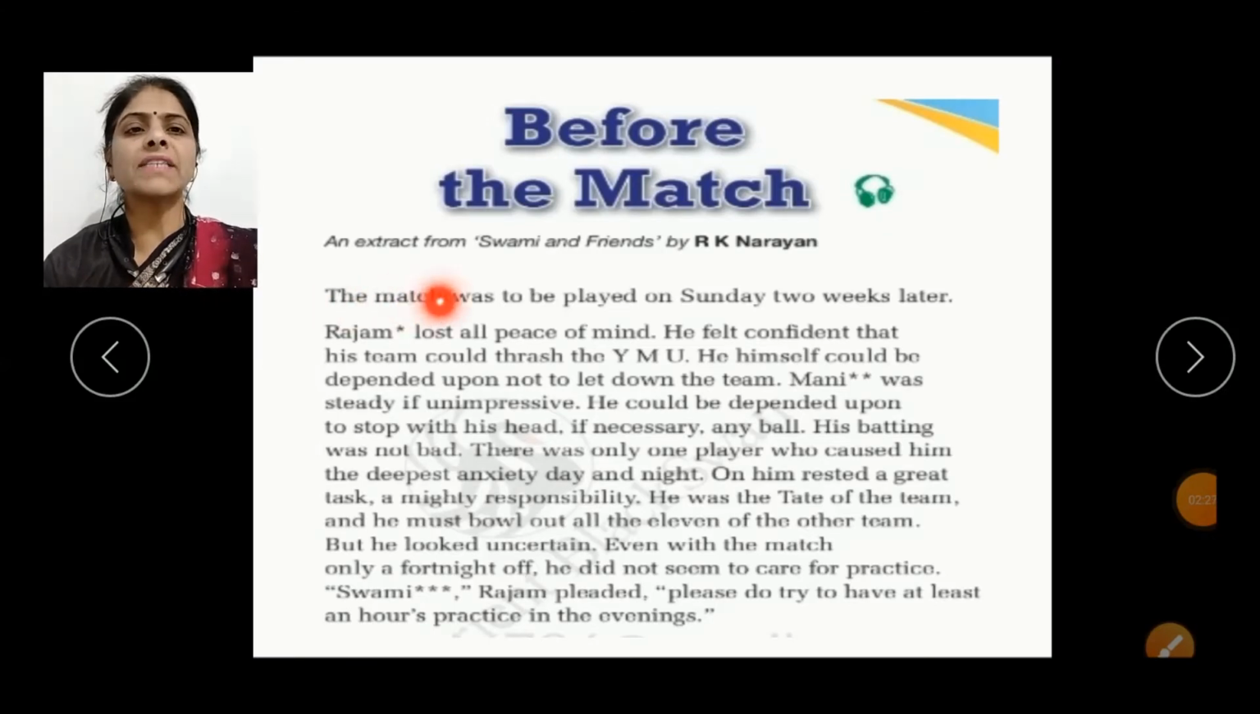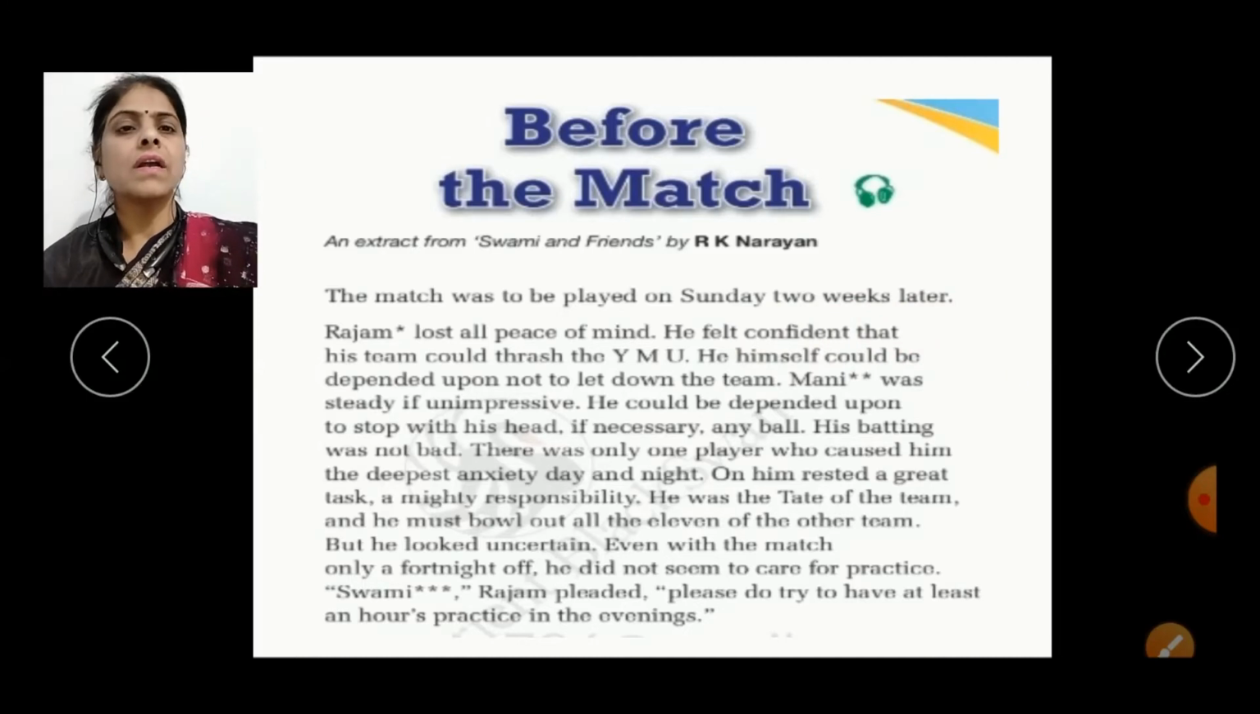The match was to be played on Sunday, 2 weeks later. Rajam lost all peace of mind. He felt confident that his team could thrash the YMU. He himself could be depended upon not to let down the team. Mani was steady, if unimpressive. He could be depended upon to stop with his head, if necessary, any ball. His batting was not bad.